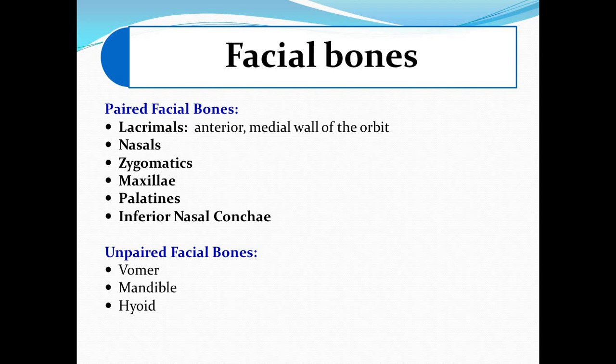The nasal bones, the zygomatic bones, the maxilla, the palatines, the inferior nasal concha. The unpaired facial bones include the midline vomer, the mandible, and the hyoid bone below the lower jaw.